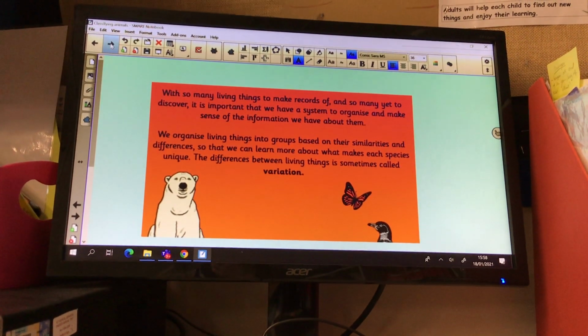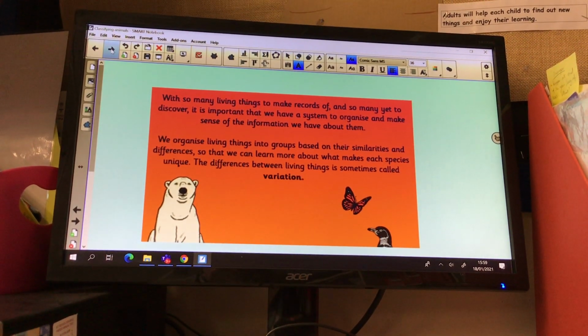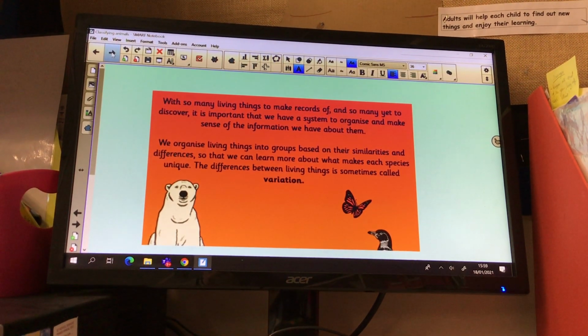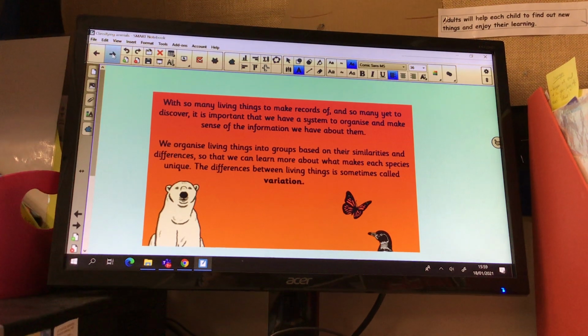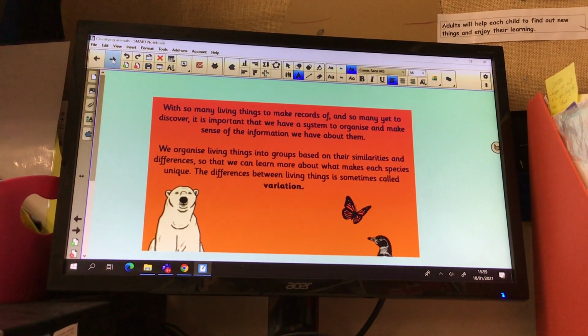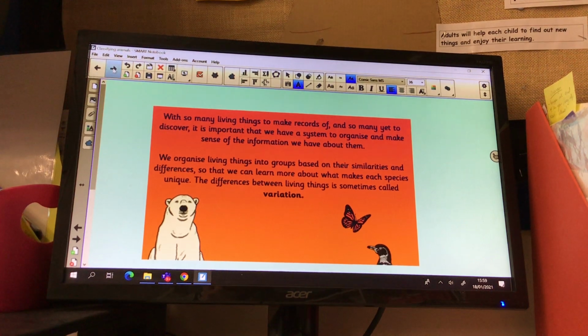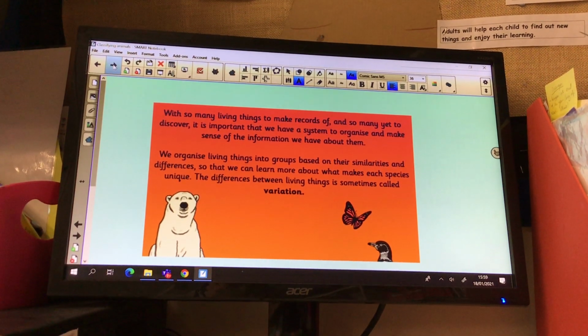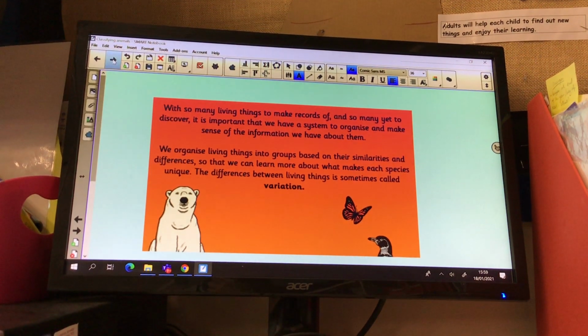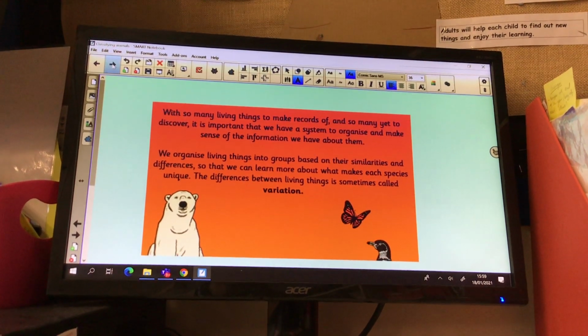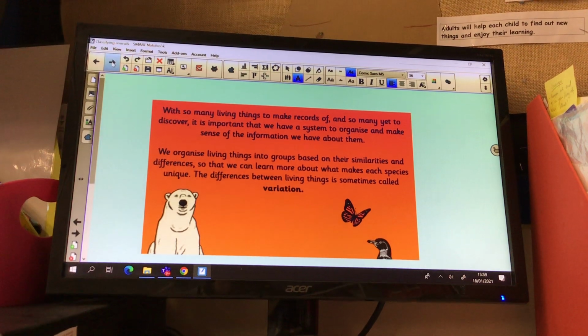With so many living things to make records of, and so many yet to be discovered, it is important that we have a system to organise and make sense of the information we have about them. We organise living things into groups based on their similarities and differences, so that we can learn more about what makes a species unique. The difference between living things is sometimes called variation. You might have heard that word before with different things, the variation, things vary.